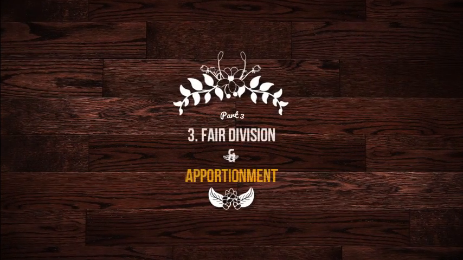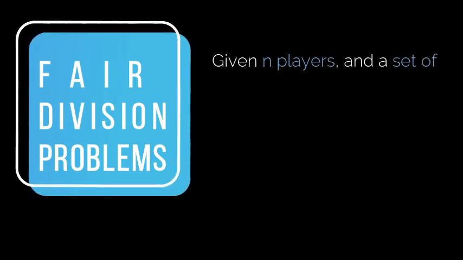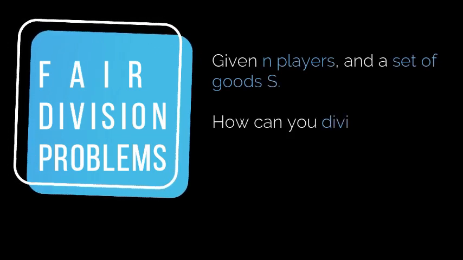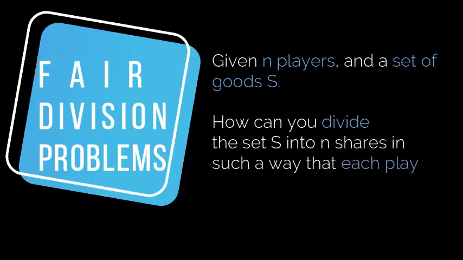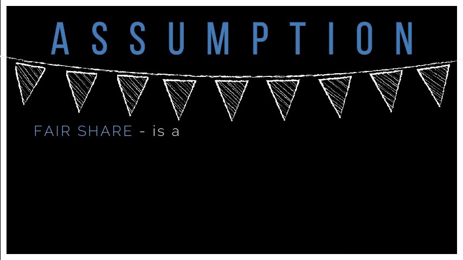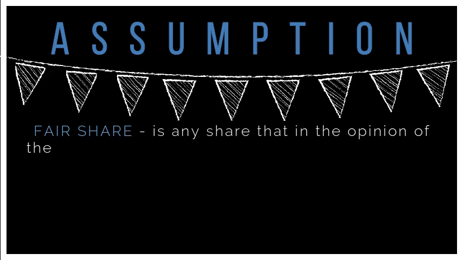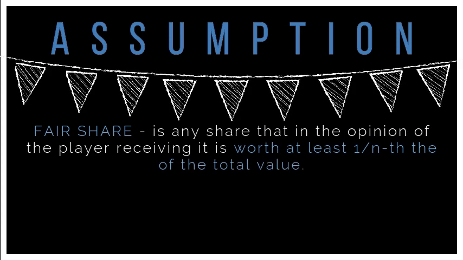Now let's proceed with Section 3, Fair Division and Apportionment. So fair division. On fair division problems, given n players and the set of goods S, how can you divide the set into n shares in such a way that each player gets a share that he or she considers fair? So the assumption is that a fair share is any share that, in the opinion of the player receiving it, is worth at least 1/n of the total value.